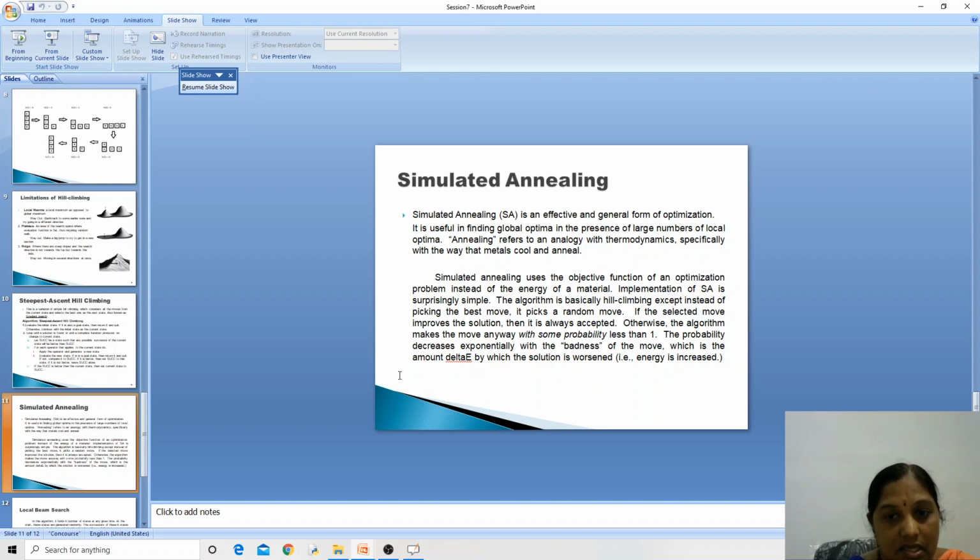That is simulated annealing. This algorithm is basically hill climbing, except that instead of picking the best move, it randomly selects a move based upon probability. Suppose, based upon the probability, you select a move that is decreasing exponentially; then we take that as the badness of the move. This is about simulated annealing.